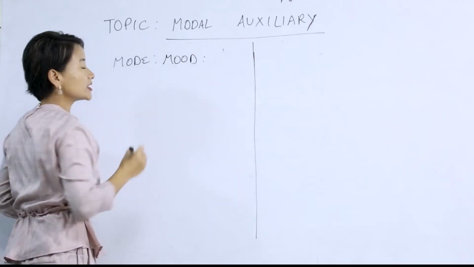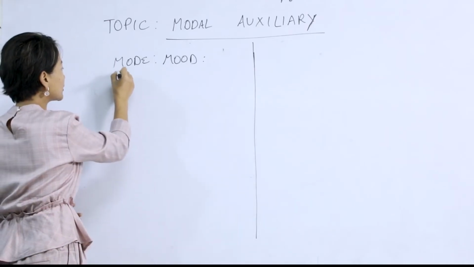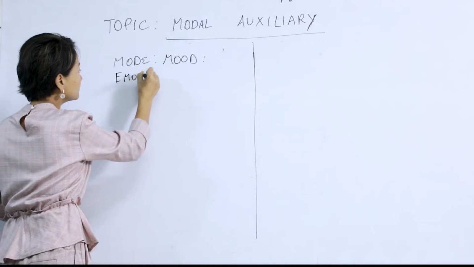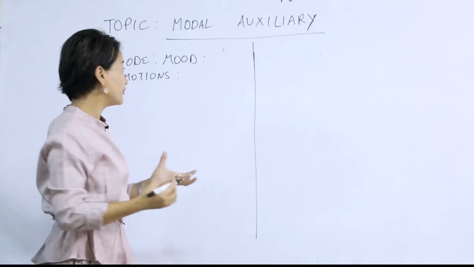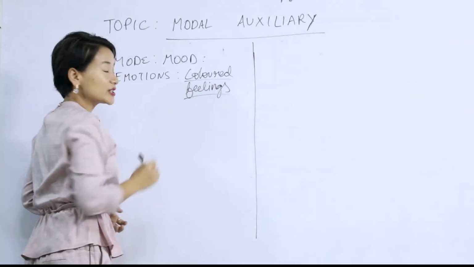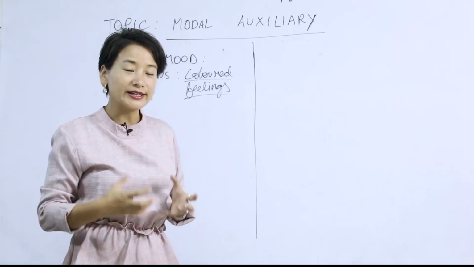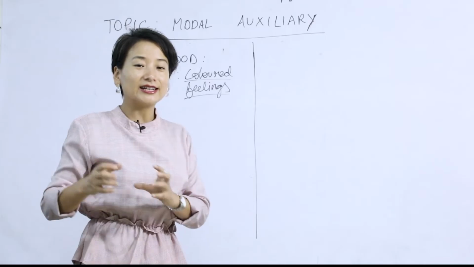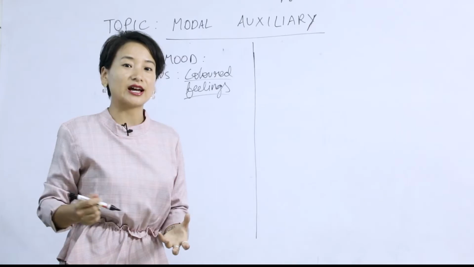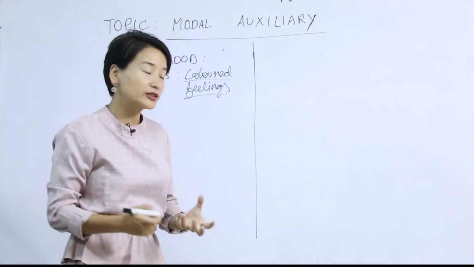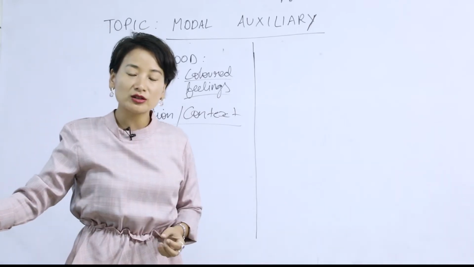And as the word suggests, mood here is representing feelings or emotions, we can say. And what are feelings and emotions? Colored feelings. So that's why we are going to take a look at this lesson from the point of view of the speaker's feelings and the listener's understanding. So that is what we are going to look at, and that gives us the situation or the context. And what do we mean when we say situation or context?